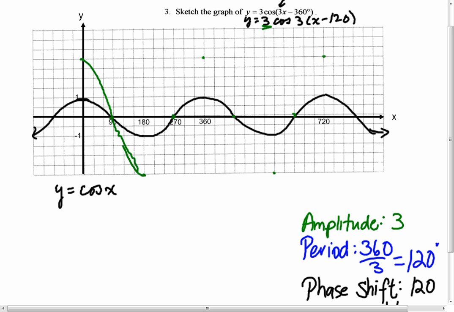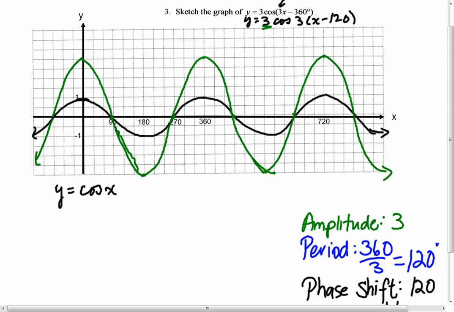Oops, didn't like that. Ah, I'm off center, aren't I? There we go. And zeros are the same and headed towards a minimum. There we are, y equals 3 cos x.